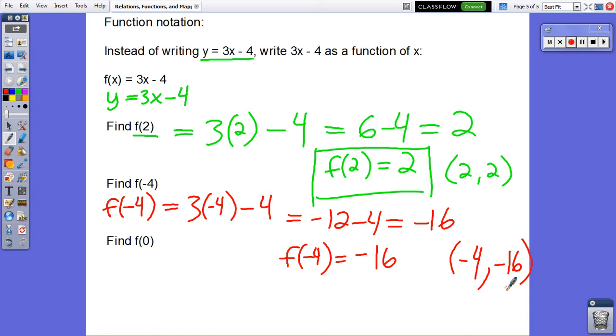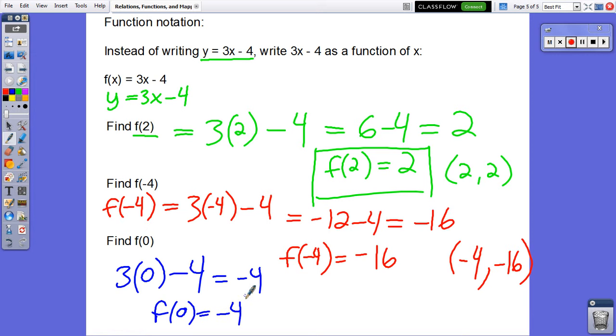Find f of 0, we'll do one more of these. So we're going to take the function 3 times x minus 4, but we're going to plug 0 in for x. So 3 times 0 is 0, minus 4 is negative 4. So that means that f of 0 is negative 4. Again, that tells us that there's a coordinate point with an x value of 0 and a y value of negative 4.